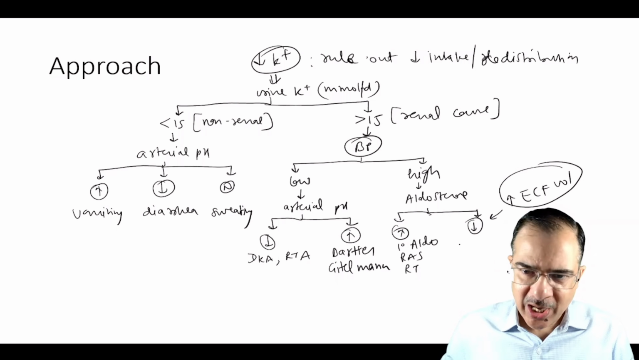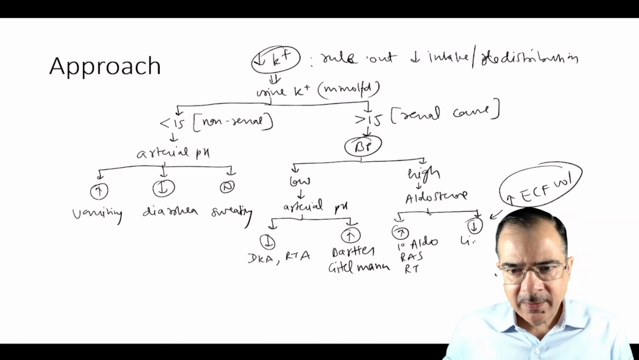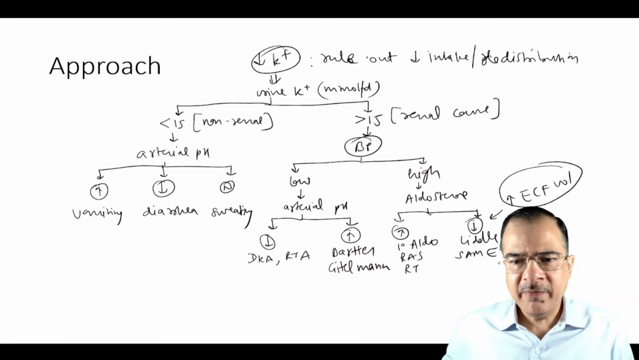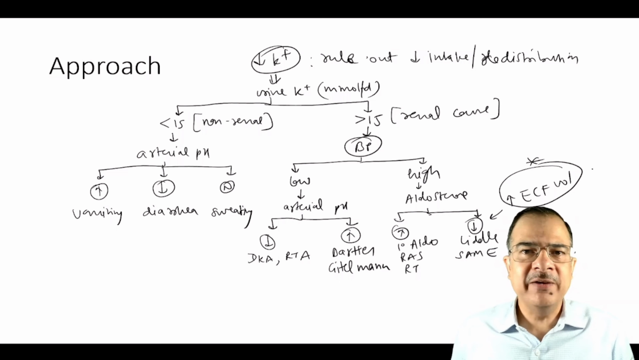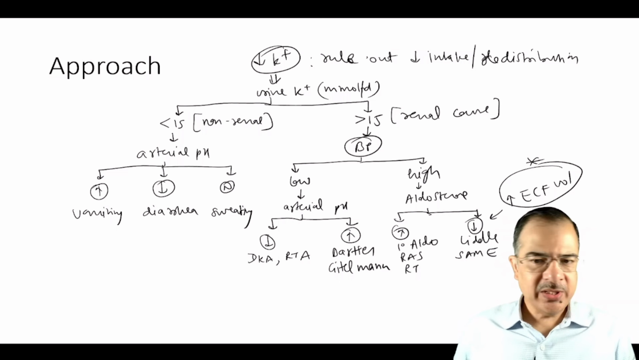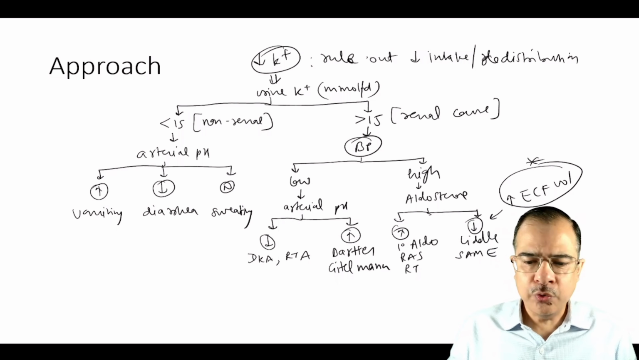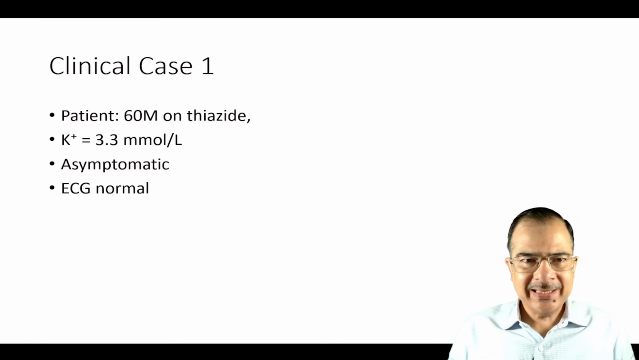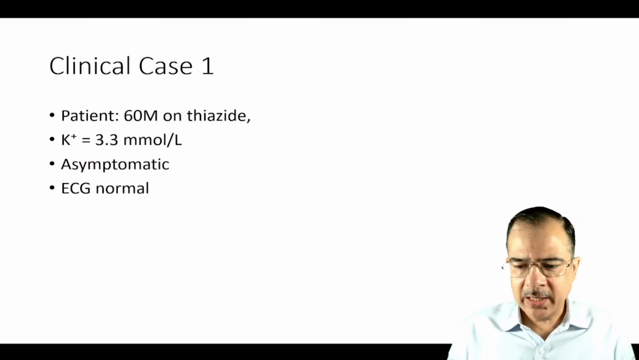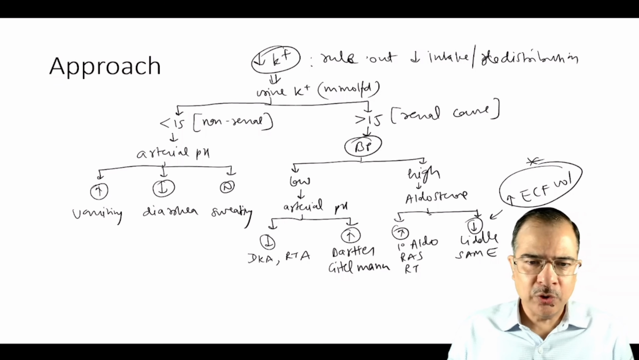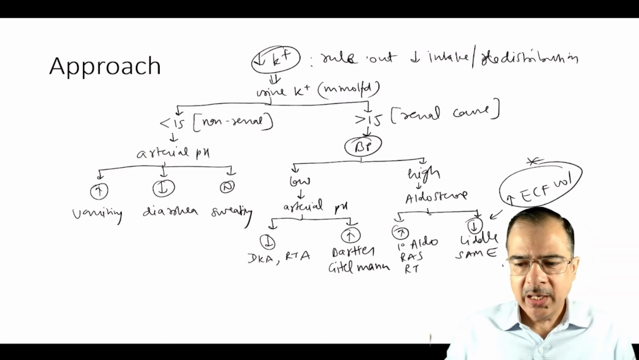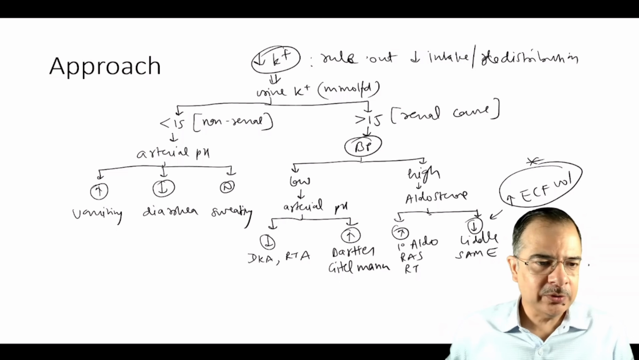So these conditions are Liddle's and SAME, syndrome of apparent mineralocorticoid excess, because the problem starts from the high ECF volume. So this is a simplified flow chart of how to approach. Now let's see some clinical cases. Before the clinical cases, let's see the treatment first, and then we go for the clinical case scenarios.